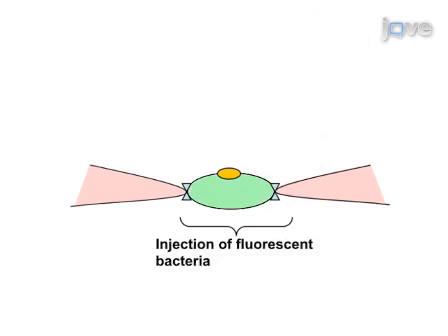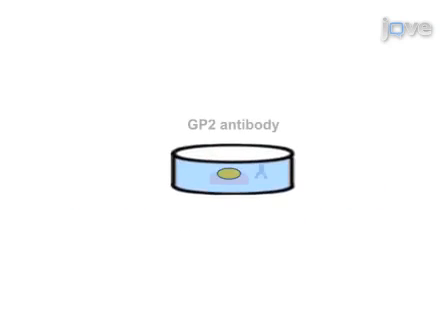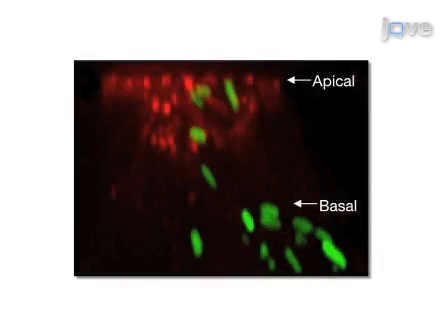An hour later, the Peyer's patches are excised. The cells in the tissue are then permeabilized and stained for the M cell marker GP2. Finally, the samples are observed using a confocal microscope, and bacteria being transcytosed by M cells can be visualized.